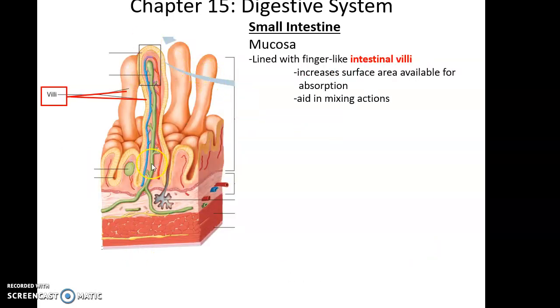All right, here is the wall of the small intestine. The innermost layer is, of course, the mucosa, next to the lumen or space inside of the small intestine. The mucosa has these finger-like projections that push into that space called the villi, many villi, one villus, and they increase the surface area of the lining of the small intestine, which then increases absorption. And the villi also aid in mixing actions such as segmentation.